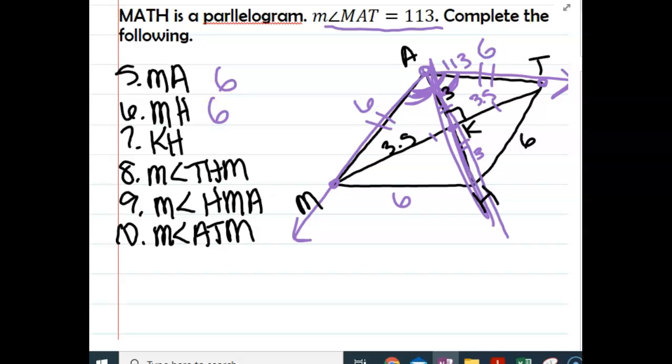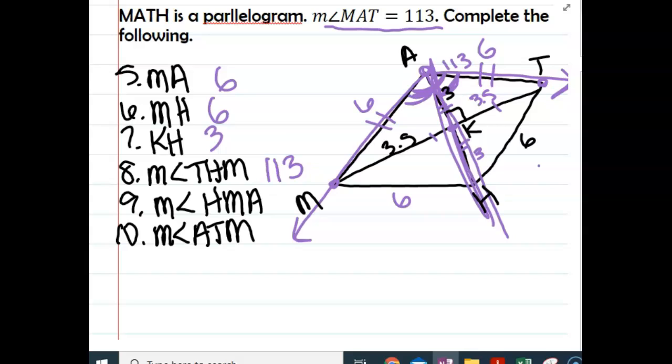And then if we want to do KH, I kind of already labeled it here. What is KH? It's going to be the same as that one, right? Because it's a second bisector. It's going to be 3. Okay, what about the measure of angle THM? THM is going to be that big angle here. What would that be? Yeah, opposite angles, right? It's going to be 113.